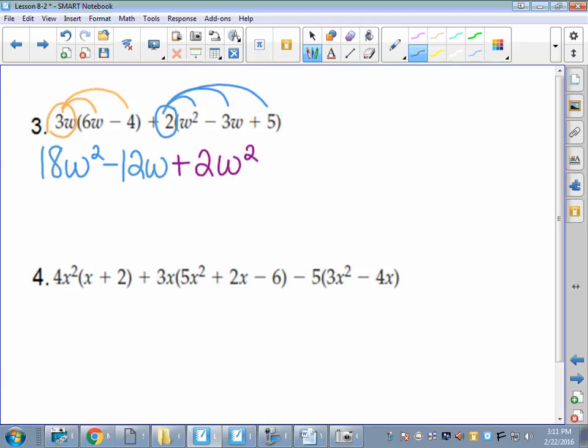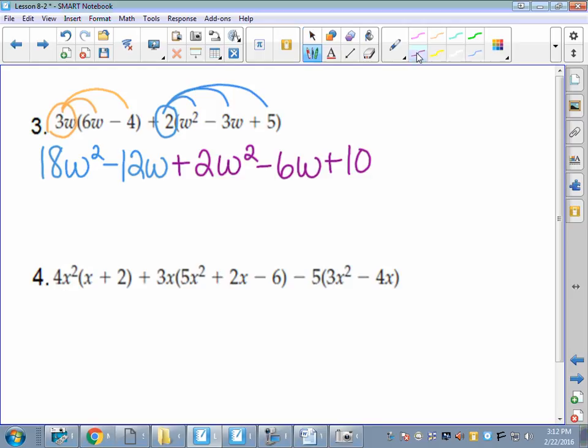Remember, just like section 8.1, everything has to have a sign in front of it. So it's a positive if there is no sign. 2 times that negative 3w will be a negative 6w. And 2 times that 5 will be plus 10.